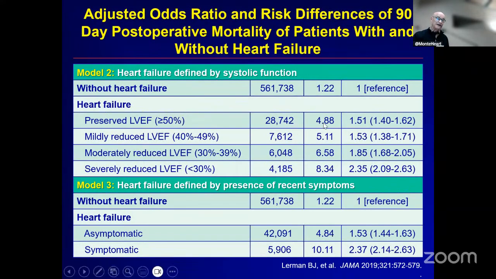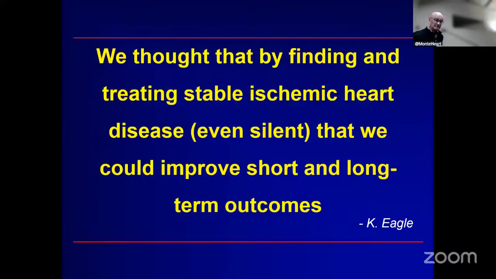Preserved EF hazard rate is about 5. Severe EF hazard rate is about 8. And if they're symptomatic with severe reduced EF, their hazard rate is 10. They definitely have much higher risk. Okay, so let's think about coronary disease. When I was training, we thought that if we could find stable heart disease, ischemic heart disease, and fix it, patients would do better. Okay, that's what we thought.